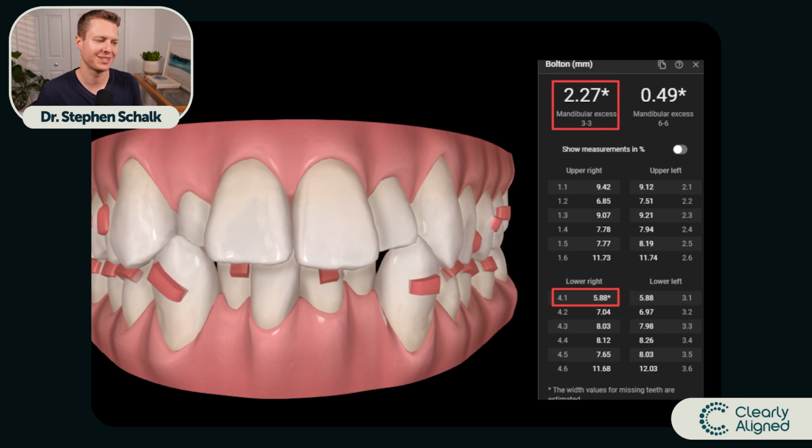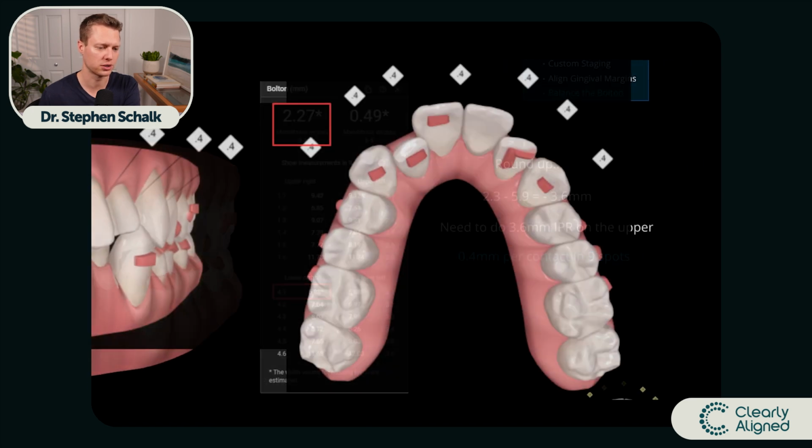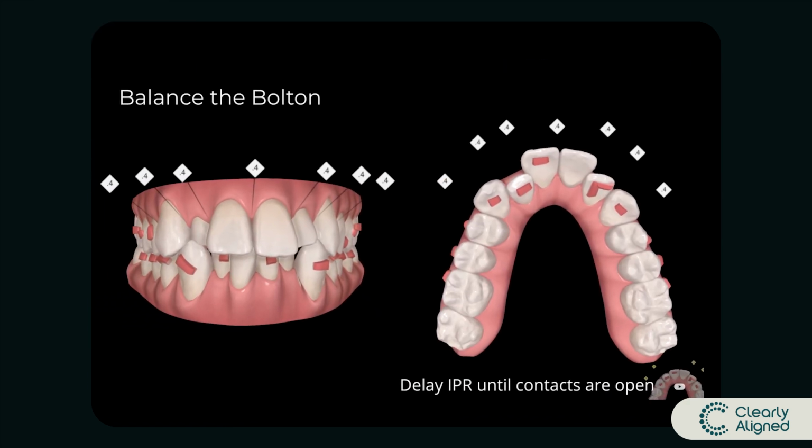That means that we're going to have to be doing some IPR, some smoothing between those upper teeth, to remove a very small amount of tooth structure in order to make sure that at the end of the day, his overbite and his overjet are balanced. 3.6 millimeters is the amount of IPR, the smoothing that we need to do on the upper arch. If we divide that by 0.4 millimeters per contact, that gives us about 9 locations of 0.4 millimeters where we need to do this smoothing in order to balance the lid and the box fitting together.